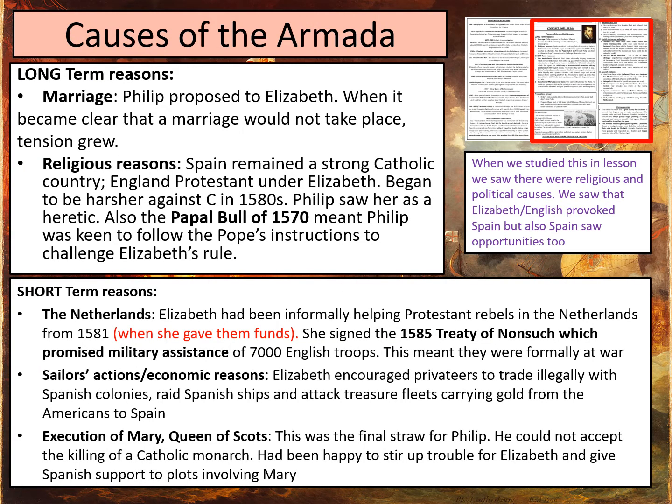Our final part of Troubles Home and Abroad is about the Spanish Armada. So we need to begin with, well, why did the Armada happen? What were both the long and the short-term causes of the Spanish trying to invade England?